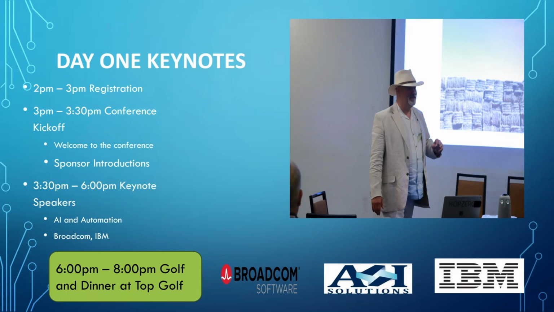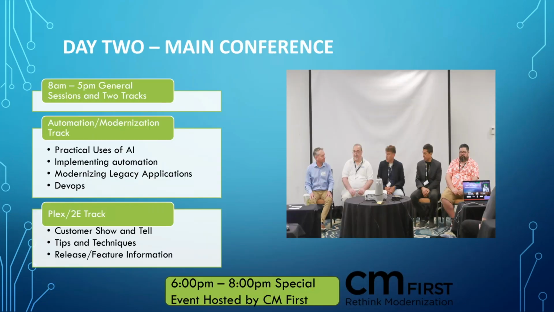So that's going to be a really fun opportunity for everyone to get together and do some networking and just have some fun. Day 2 is when we have our general sessions with 2 tracks. So that runs from 8 o'clock until 5 o'clock. So there is an automation and modernization track, which is going to talk about some practical uses of AI in your Plex and 2E applications, how to implement automation, modernization of your legacy applications, and DevOps.